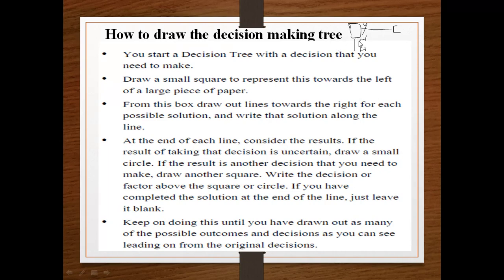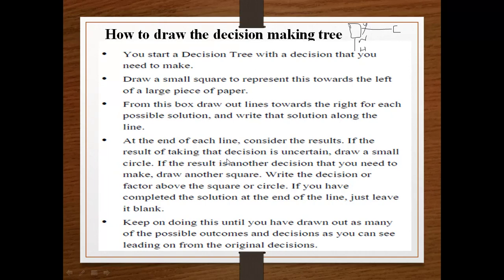You can draw it on the piece of paper, taking it horizontally, or you can place it in landscape, and then you can draw it, because the decision can spread out across your full page. Okay, from this box, draw out lines towards the right for each possible solution and write the solution along the line. I have written it here, see. At the end of each line, consider the result.